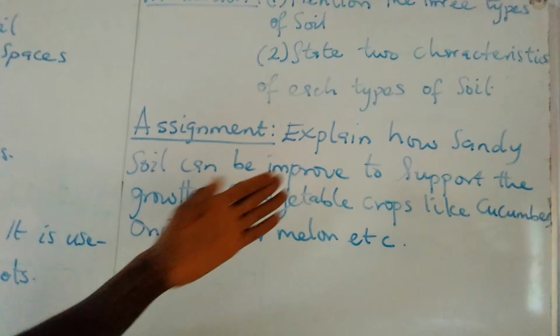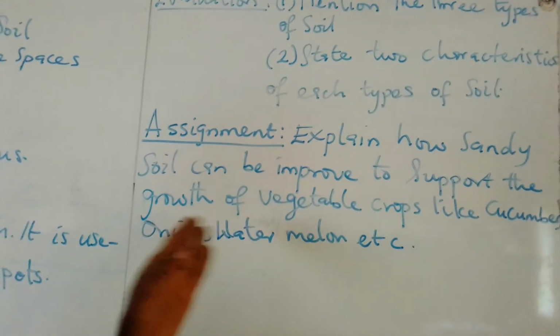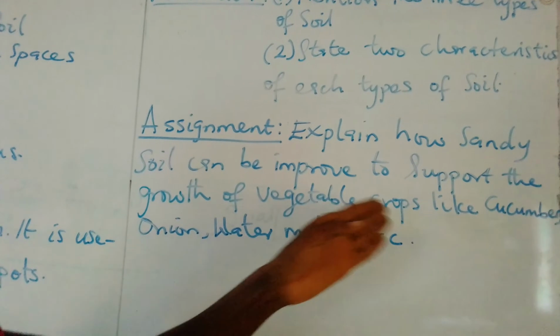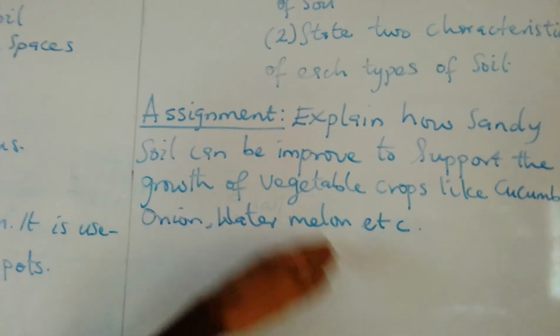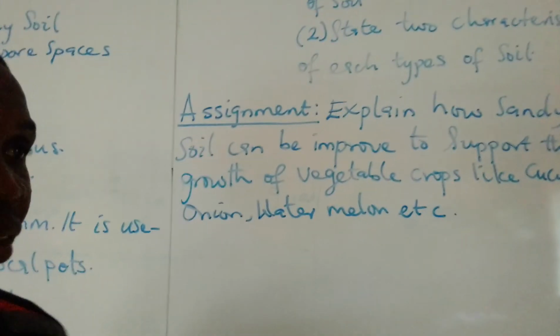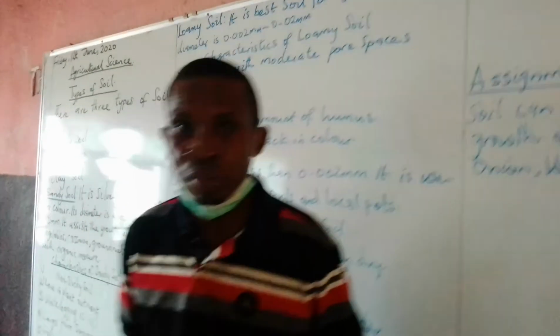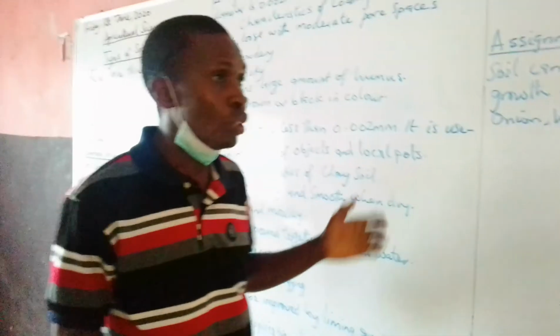The assignment: explain how sandy soil can be improved to support the growth of vegetable crops like cucumber, onion, watermelon, etc. So how can you do that? From the lesson, I believe you'll be able to derive some answers to those questions. Do well to go through these notes.